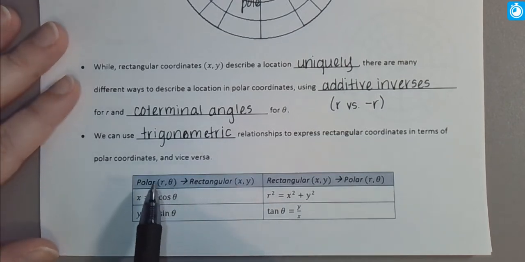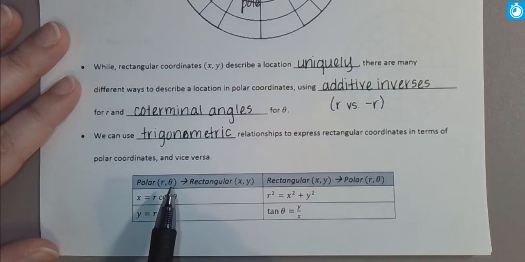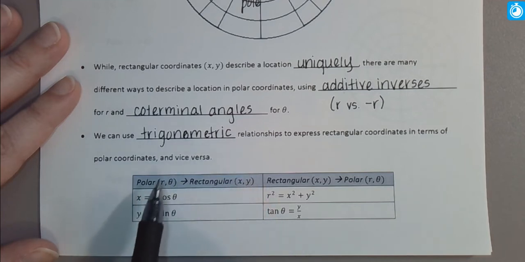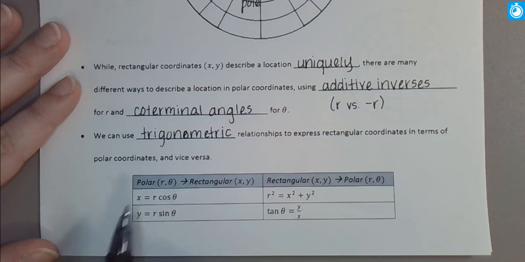So if we have a point in polar coordinates, in other words, we have r and theta, and we want to convert to rectangular coordinates, x and y, those particular rectangular coordinates are defined in terms of r and theta in the following way. So x is always going to be r times the cosine of theta, and y is always going to be r times the sine of theta.